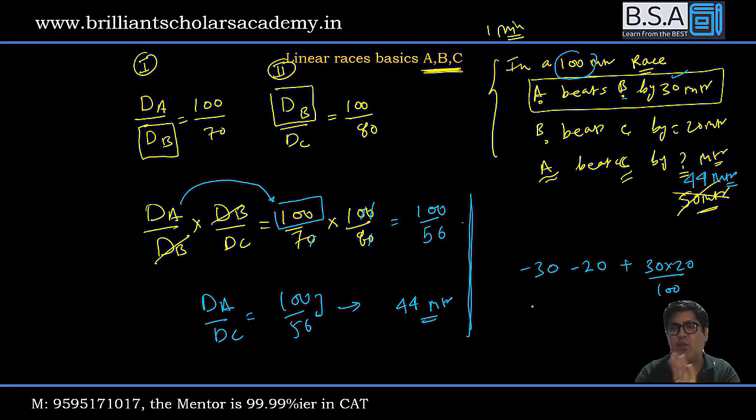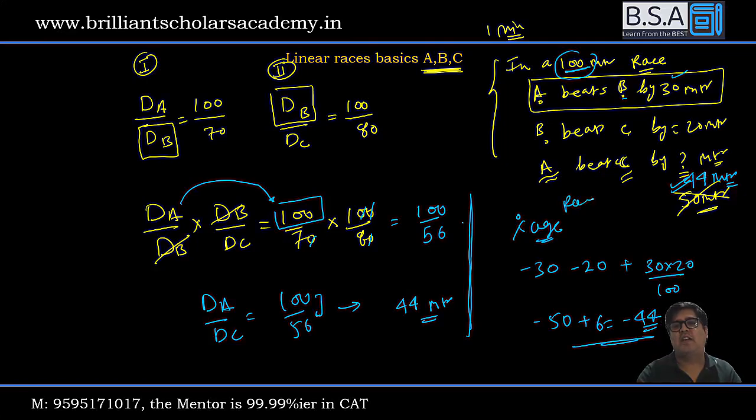This will be a little new. Usually you will not see this method in books. Minus 50 plus 6 is minus 44. So B is 44% behind A. What is 44% of 100? 44 meters. This is percentage approach. It will only work when the race is 100 meters, or you convert it into 100 meters and solve. A very beautiful, very effective method. In 2 steps your answer will come in this particular approach. But you must be comfortable with successive change. You must know this.